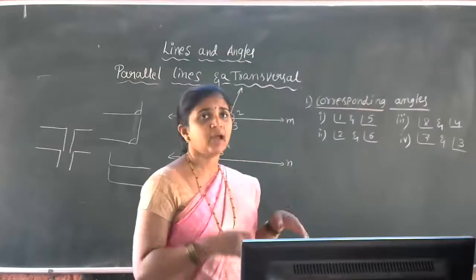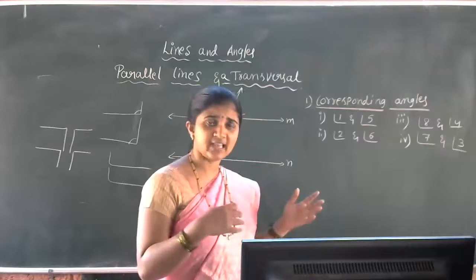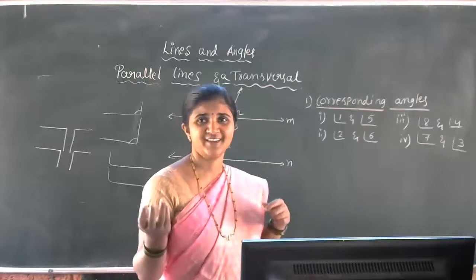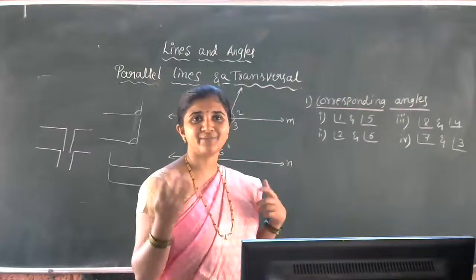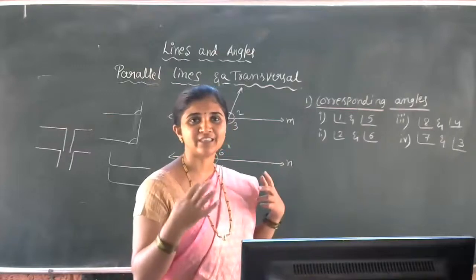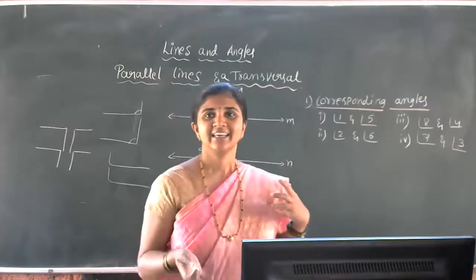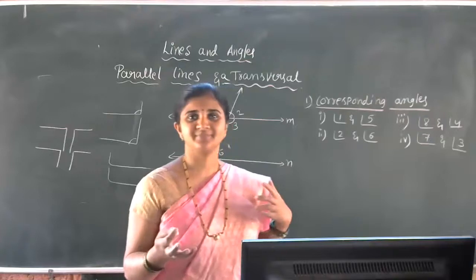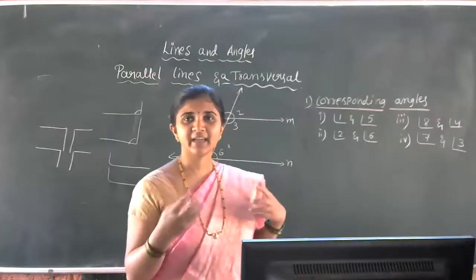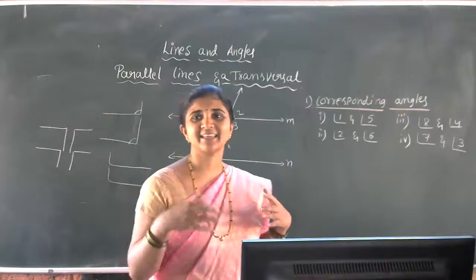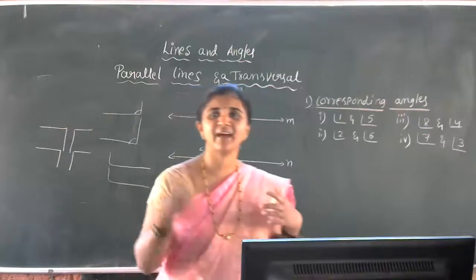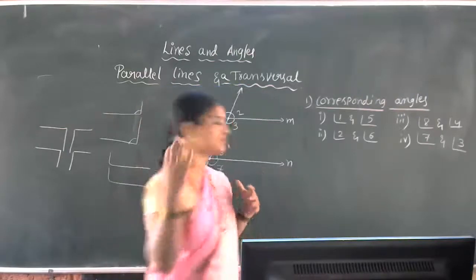Angle 1, either it is greater than 5 or less than 5 or equal. What relationship can we observe between the two pairs of corresponding angles? What can we observe in the parallel lines? Yes, they are equal. Very good.